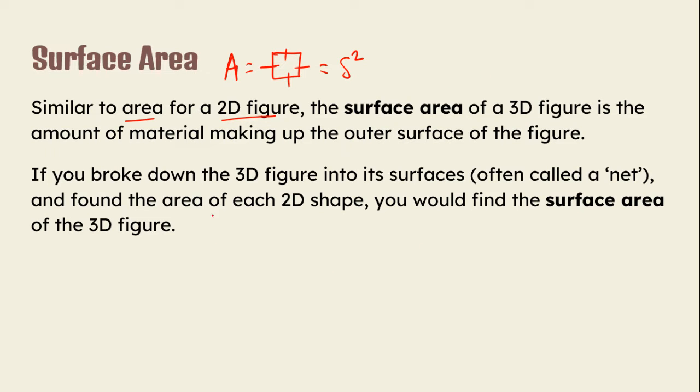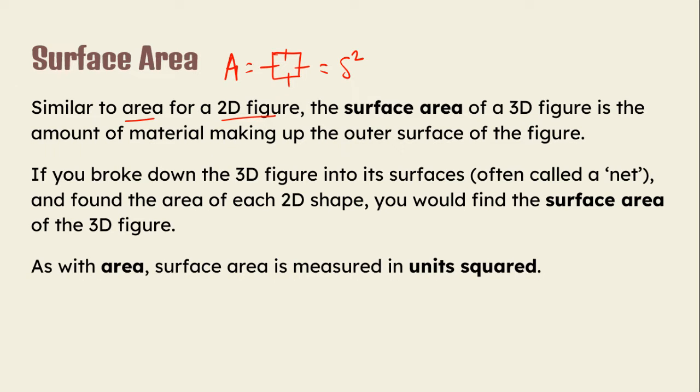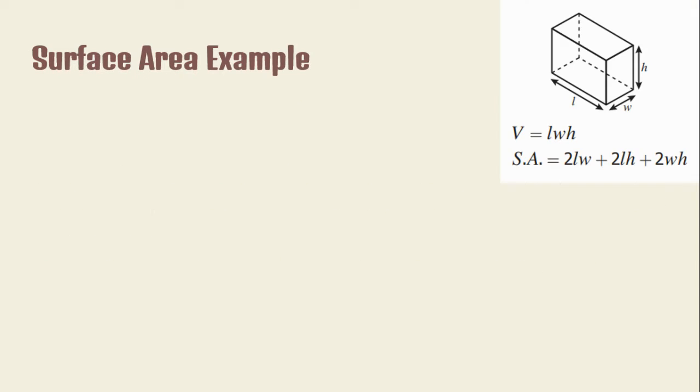If you broke down a 3D figure into surfaces, we call this a net, and you found the area of each individual shape, together you'd find the surface area of the 3D figure. Just like we do with area, surface area is measured in units squared. Remember, volume is units cubed, but anytime you see area, it's going to be squared because it's a two-dimensional measurement.